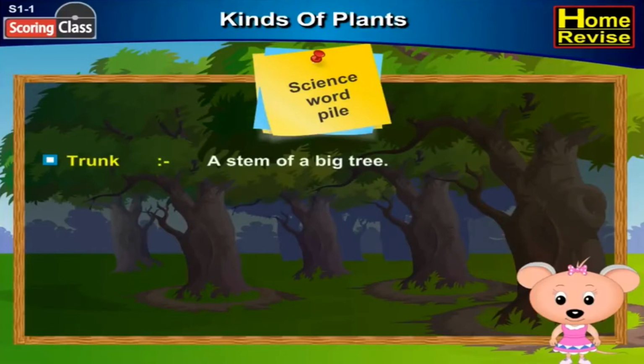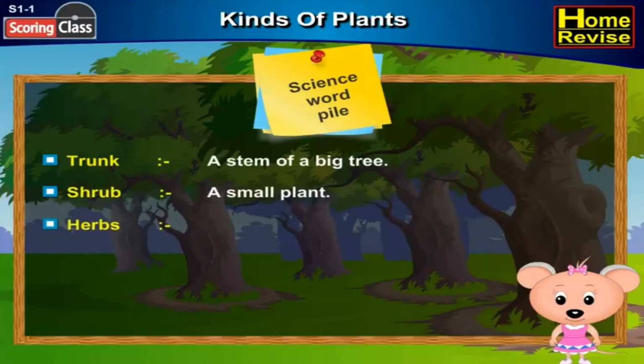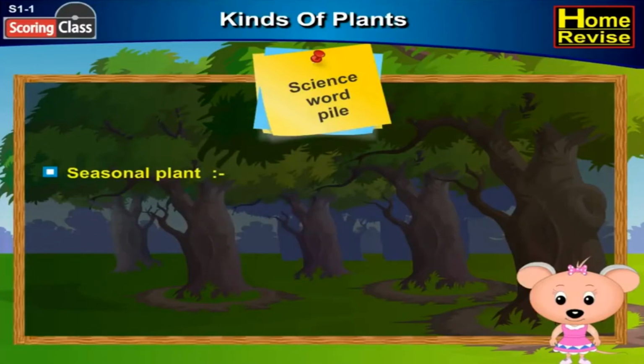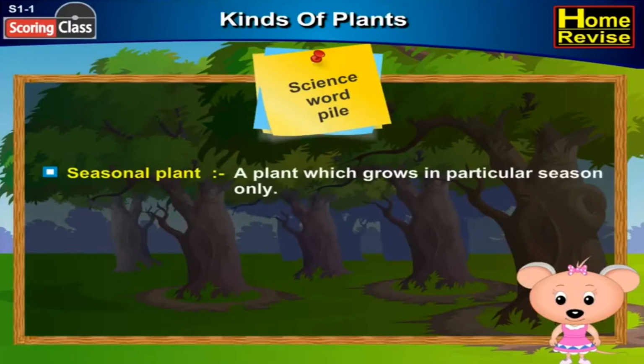Trunk, a stem of a big tree. Shrub, a small plant. Herbs, a very small plant. Climber, a plant which grows taking the support of another plant. For example, money plant. Seasonal plant, a plant which grows in a particular season only.